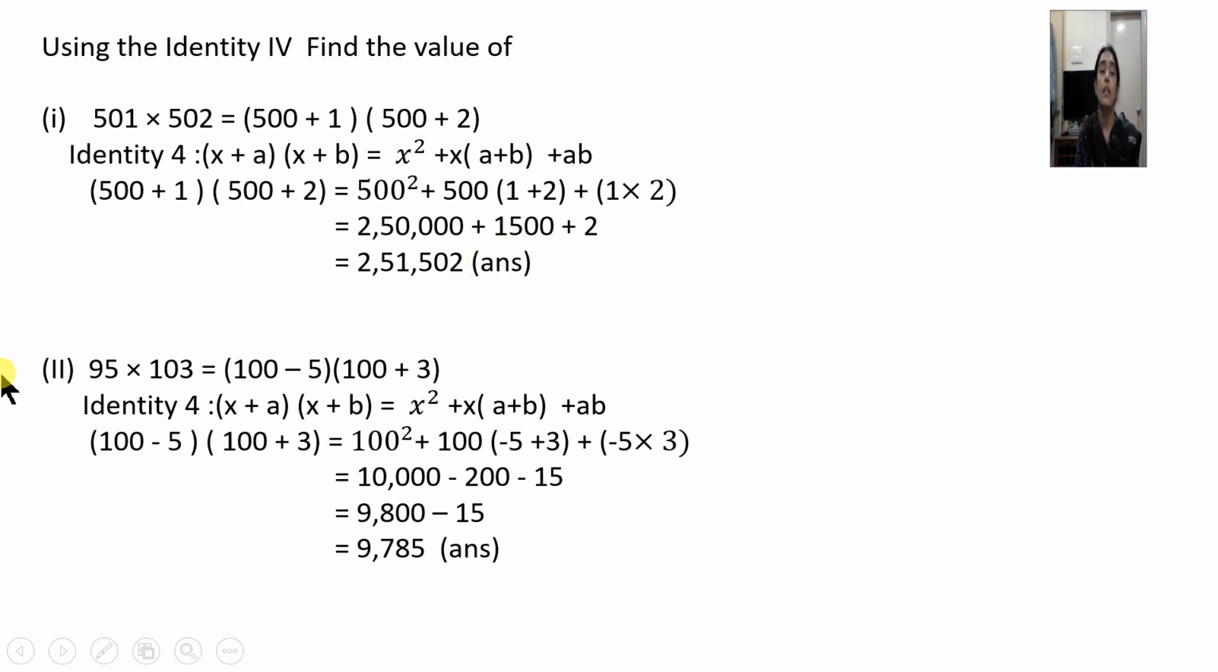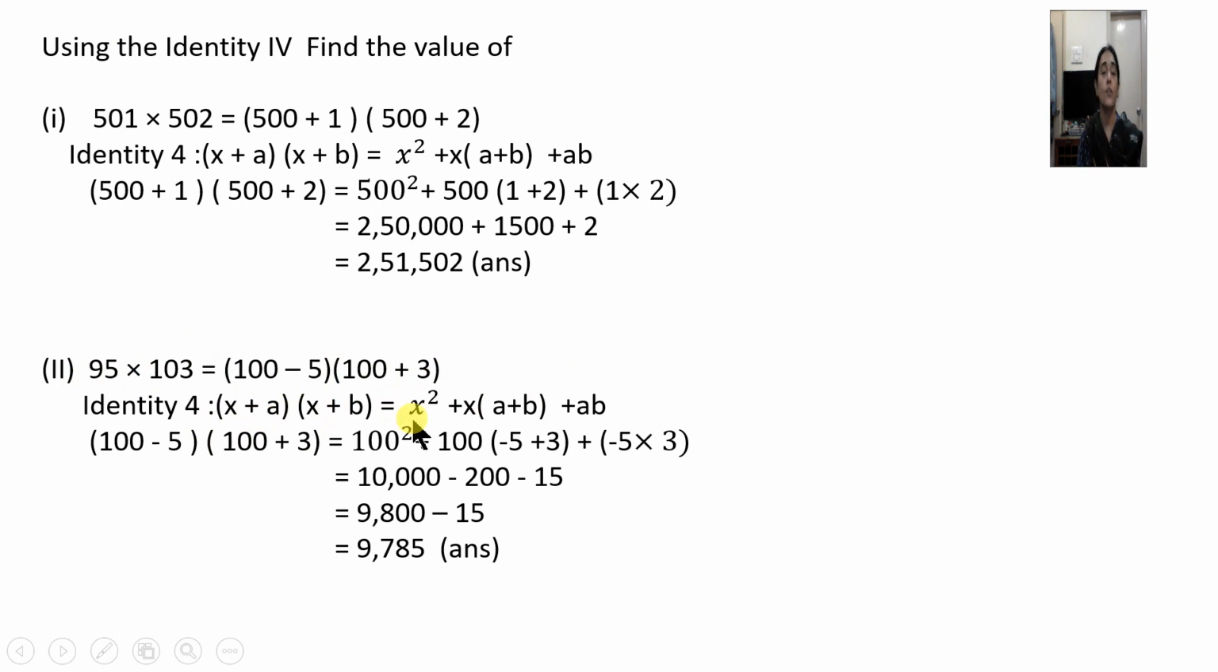Now next one, 95 into 103. Now as I told you, always take the bigger number. 103, that means 100 plus 3. But is this 100 minus 3? No, it is not. But it is 100 minus 5. Okay, so write down 100 minus 5 and 100 plus 3. I am still going to use this identity only. x plus a into x plus b.